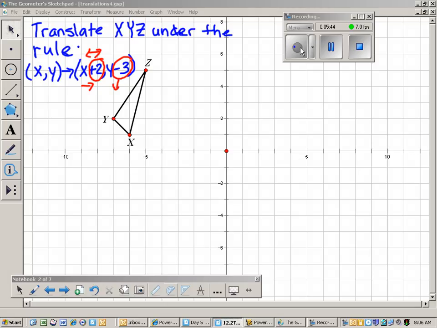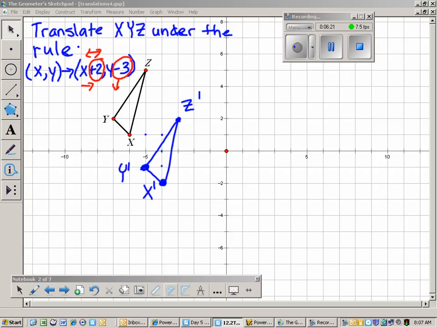So what we are looking at is, starting with x, we have to move 2 to the right, and then 1, 2, 3 down. And there is our x prime. Then we start at the y, and we're going to go 1, 2 to the right, and 1, 2, 3 down. There is our y prime. And our z, 1, 2 to the right, 1, 2, 3 down. There is our z prime. Then we connect the dots, and we have our translated figure.